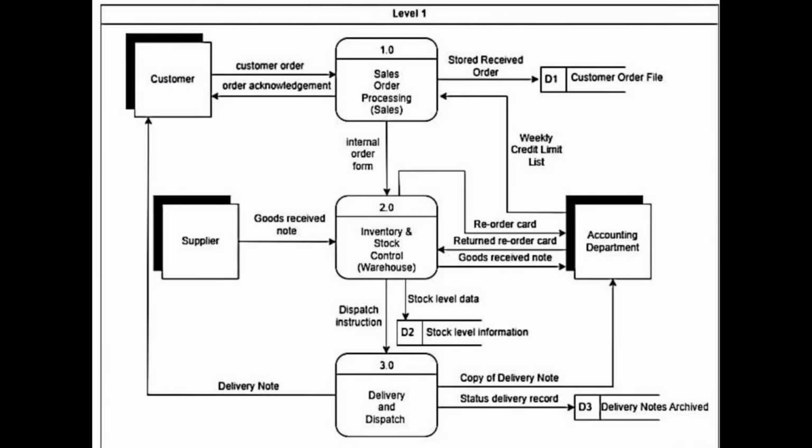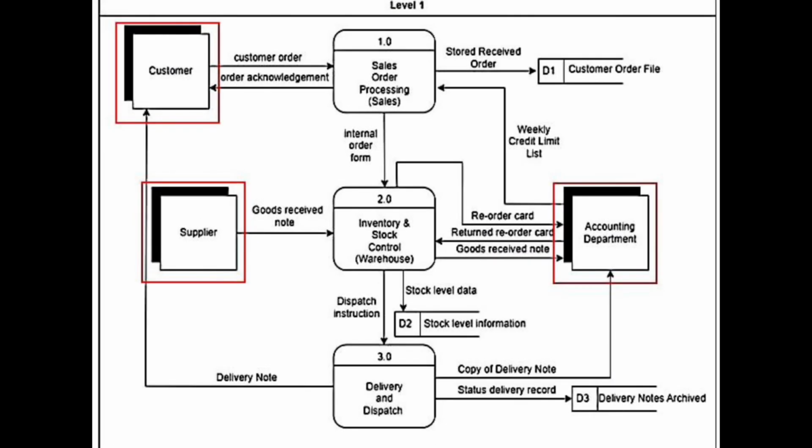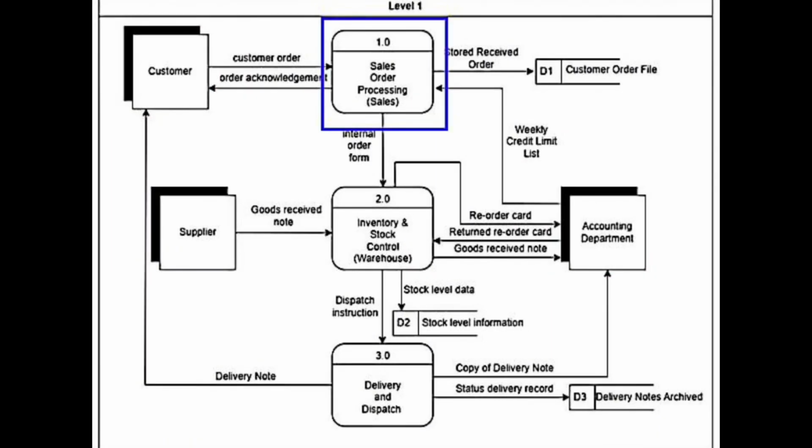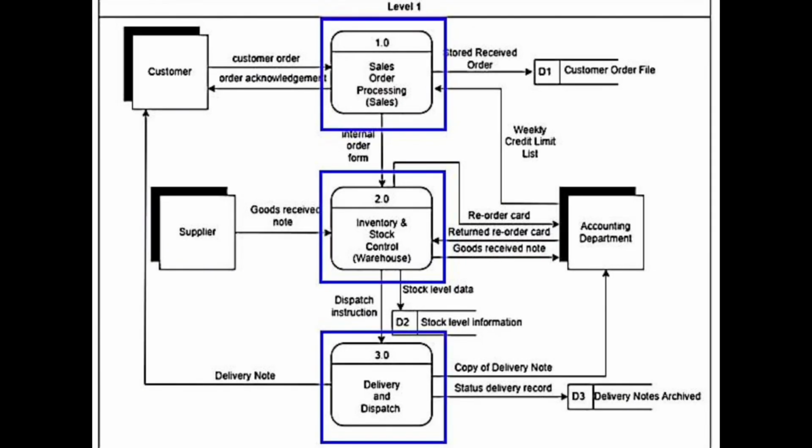I will now explain the architectural data technique applied in a system using a data flow diagram level 1. So this discussion will follow the actual flow of data and activities from the start of the transaction until completion. The system focuses on the sales, inventory, and delivery operations of the organization. It involves 3 main external entities: the customer, supplier, and accounting department, and 3 main processes inside the system, which are the sales ordering processing, the inventory and stock control, and the delivery and dispatch.